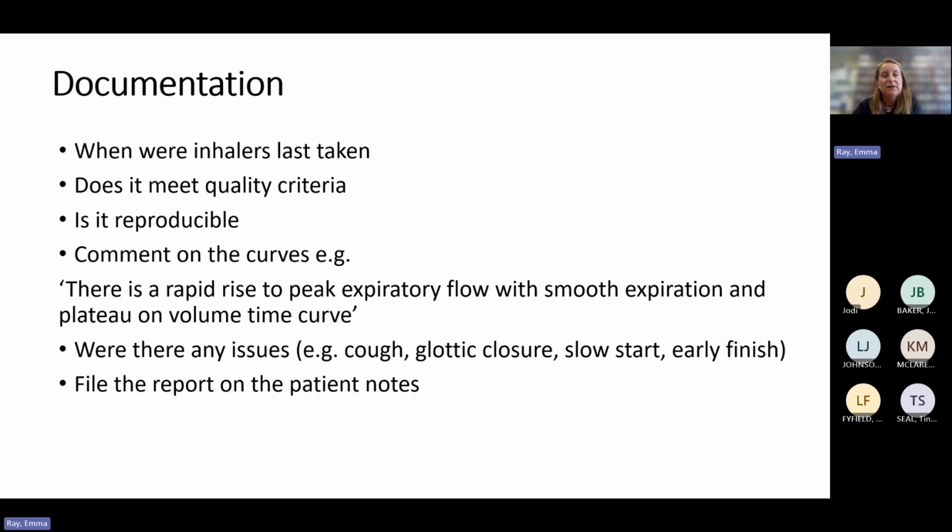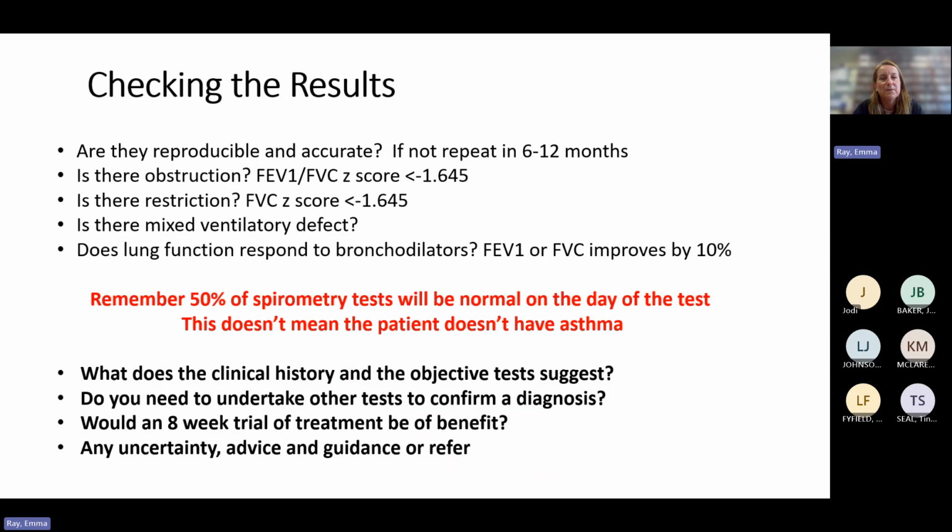So documentation: when the patient comes in, you need to be asking them if they had any inhalers on the day of the test, and documenting whether the spirometry has met the quality criteria. If they're reproducible and repeatable, you can comment on the curves as well. Were there any issues? And then file the report on the notes. You probably also need to get your patient-specific directive or your PGD signed and dated, and whatever it is you do locally to you.